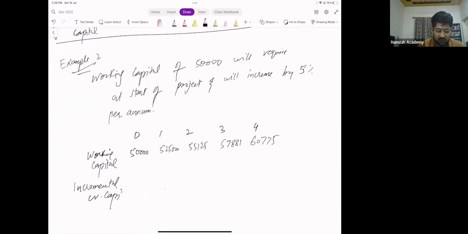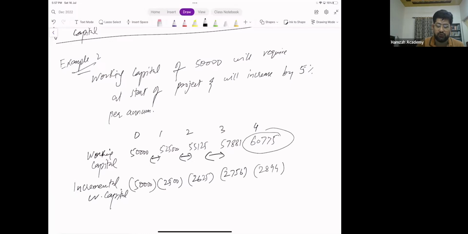Incremental working capital: 50,000 required initially, then difference 2,500, then difference 2,625, then difference 2,756, and then 60,775 minus 57,881, 2,894. And now this is the total outflow.